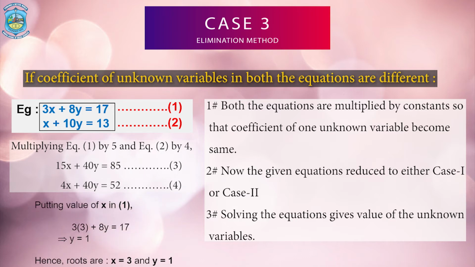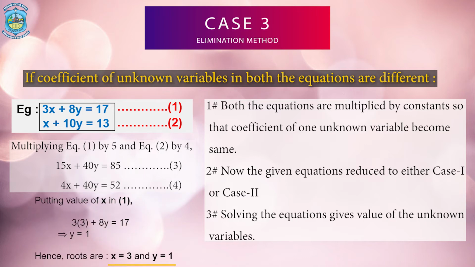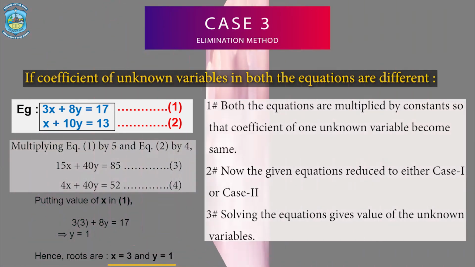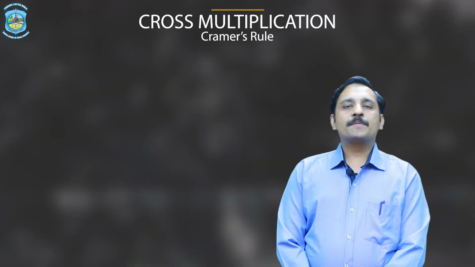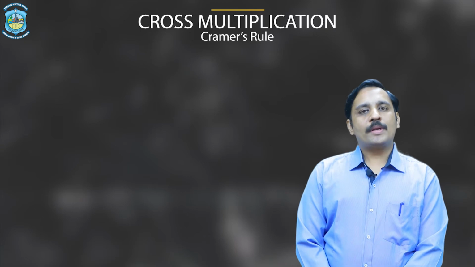Now if I put this value in equation number 1, I can get the value of y as y is equal to 1. Now the most important method, we have cross multiplication method. This is also known as Cramer's rule.